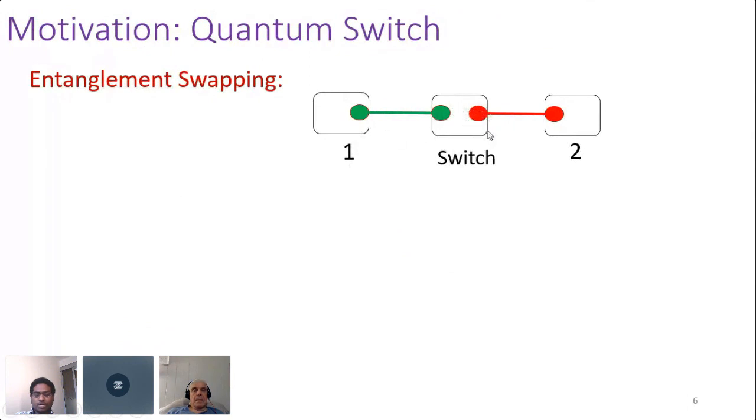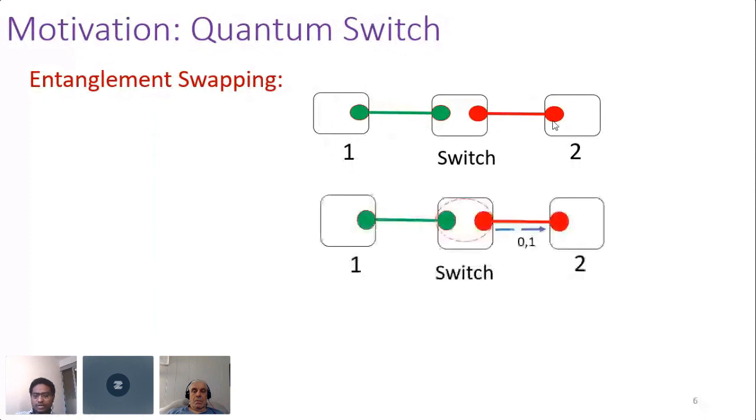First, we create two primary entanglements, shown in green and red. The first primary entanglement is established between user 1 and the switch by directly transmitting photons. The other primary entanglement is established between user 2 and the switch. Now the switch has two qubits: one qubit corresponds to the first primary entanglement and the other corresponds to the second primary entanglement.